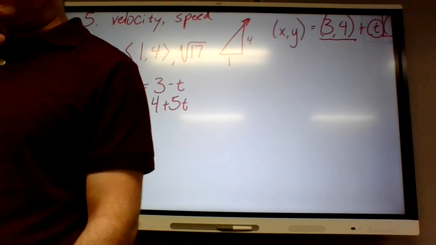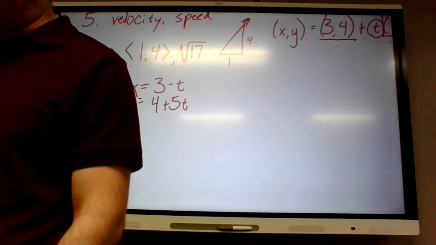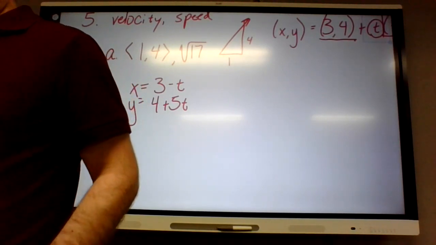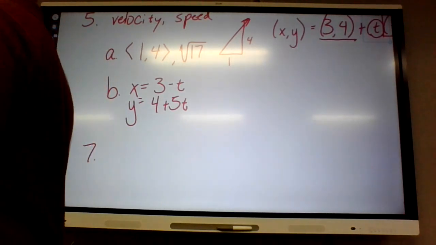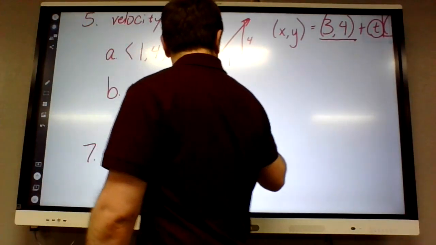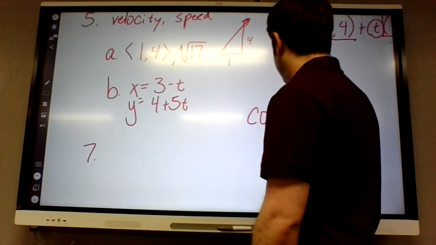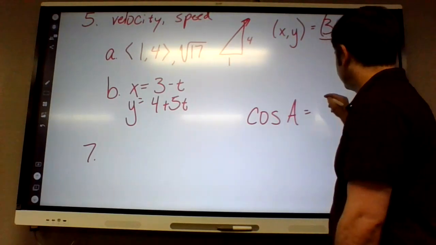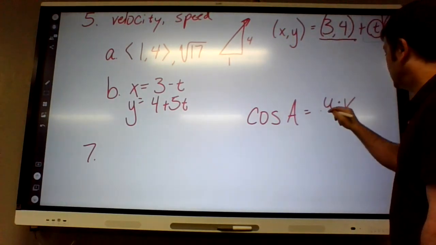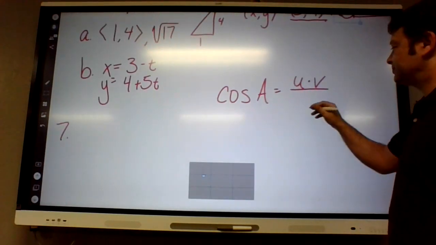Okay, number 7. Given the points, blah blah blah. Find the measure of angle A. Okay, there is a formula that will be given to you that we used on this lesson. You guys remember this? Cosine. What letter did they use? We'll say A. You guys remember dot product? Yes.